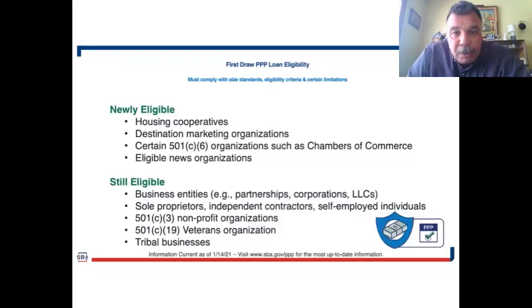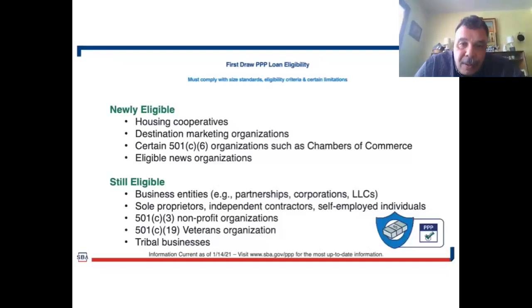So newly eligible entities are now 501(c)(6) organizations. For all you COCs or Chamber of Commerce directors who beat me relentlessly last year, here you go. You guys get to get in on this now. Isn't that great? You've got housing cooperatives, destination marketing organizations, and you also have some eligible news organizations.